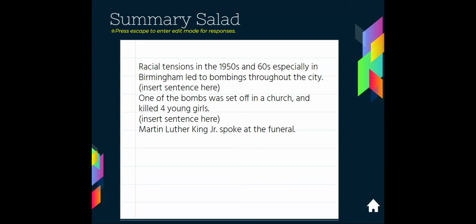So we have 5 solid sentences. Well, these are 3 right here, actually. So you have racial tensions in the 1950s, one of the bombs was set off in the church, Martin Luther King Jr.'s funeral. All you've got to do is insert a couple of sentences that are relevant to what it's talking about. Talking about the racial tensions, what were the racial tensions like? One of the bombs was set off in a church and killed 4 young girls. Say something about one of the young girls. Martin Luther King Jr. spoke at the funeral. Add something to tie those together, something to make a connection.